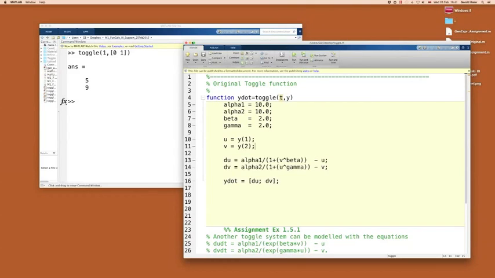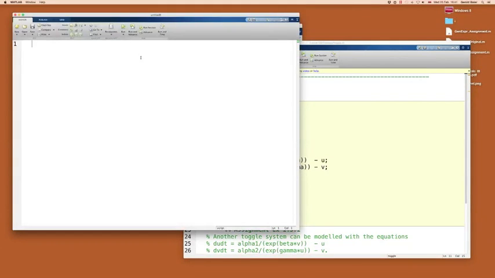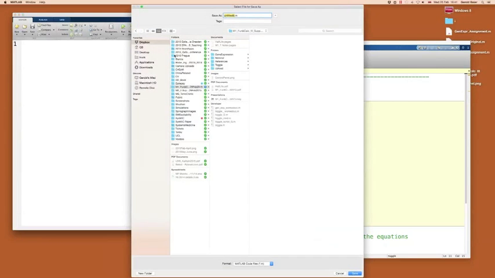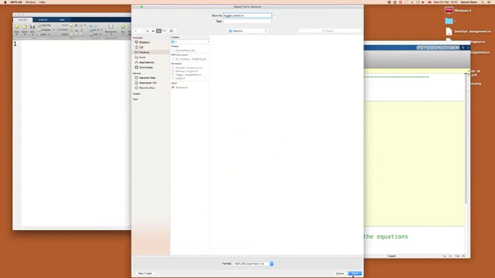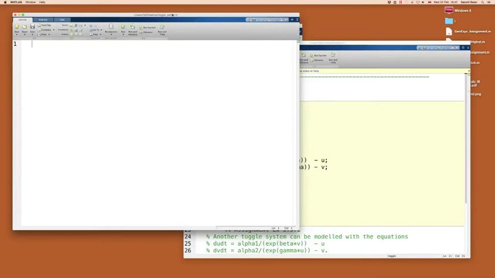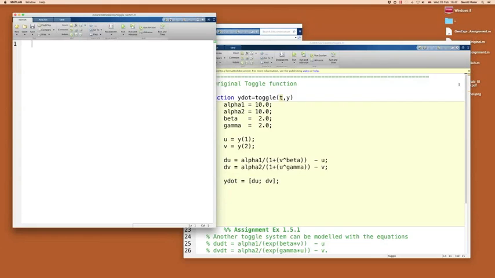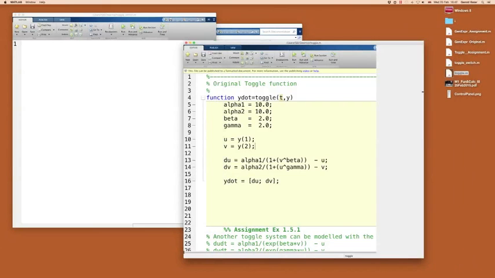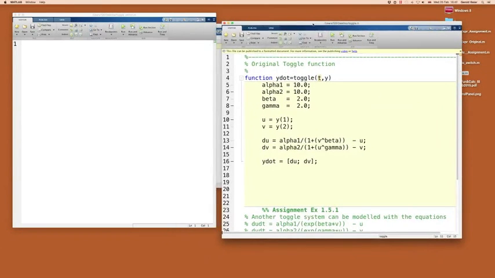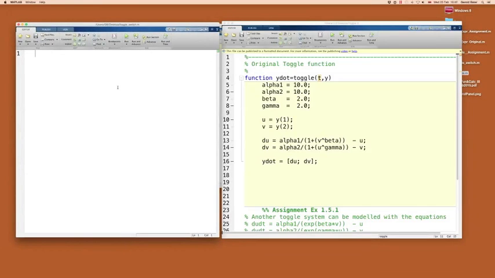So the first thing we need to do is now make a new file. I'm going to save this as toggle switch onto the desktop as well. So this is going to be the function. This is going to be the script file that I use to run the function in this other window. Okay. So again, what do we need to know? Well, we need to know how long we want to run this for.